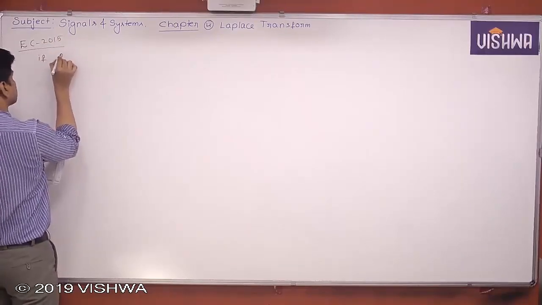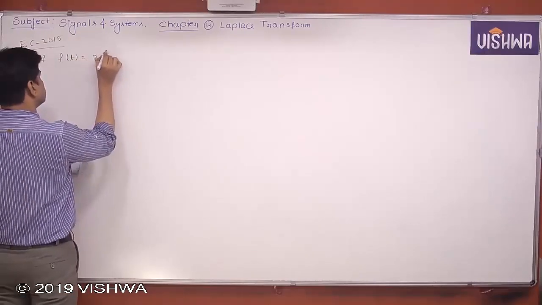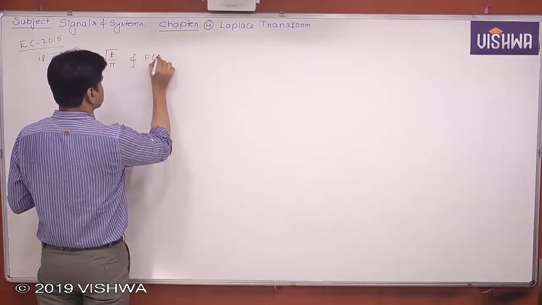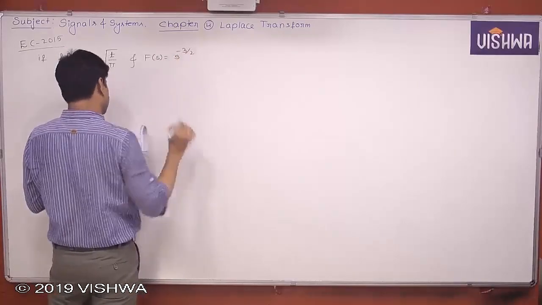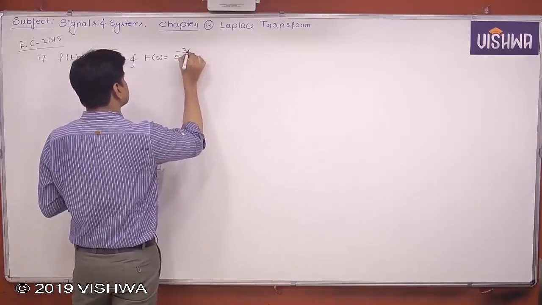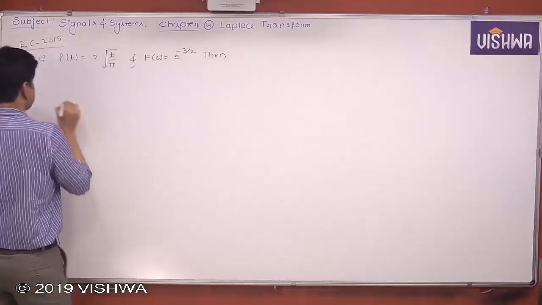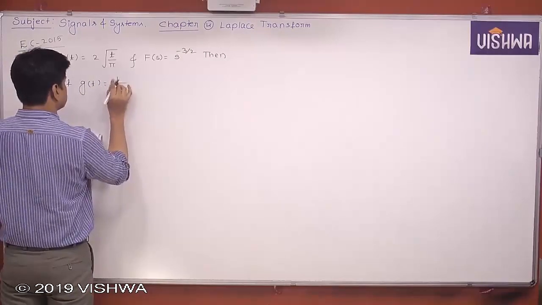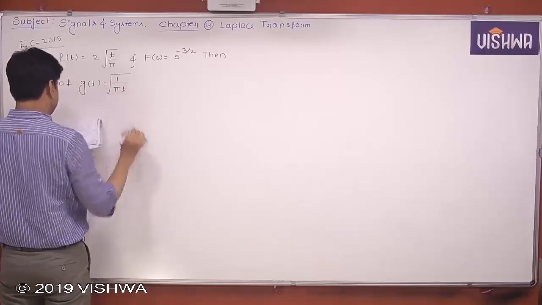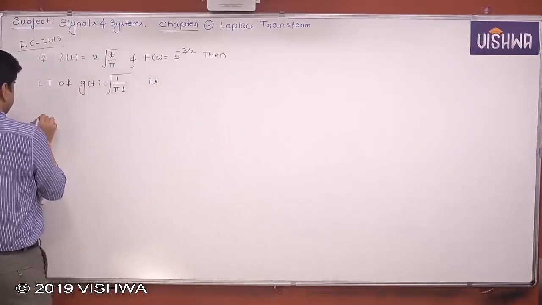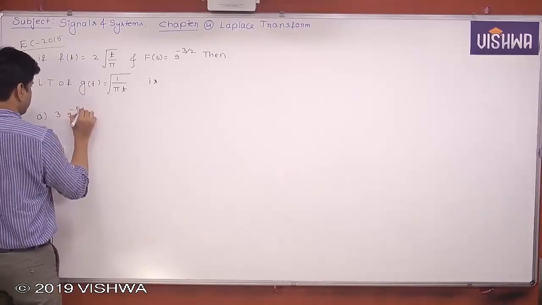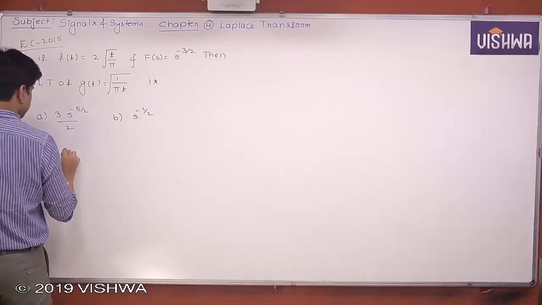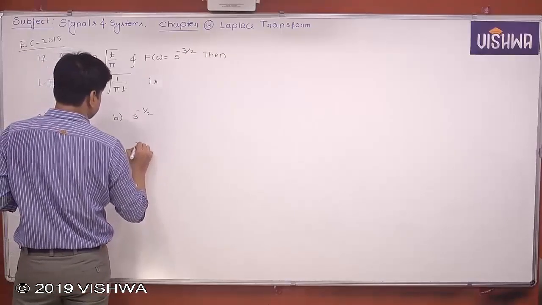If f of t is equal to 2 root t by pi and f of s, the Laplace transform, is equal to s power minus 3 by 2, then the Laplace transform of g of t is equal to 1 by root pi t is: option A, 3 s power minus 5 by 2; option B, s power minus 1 by 2; option C, s power 1 by 2; option D, s power 3 by 2.